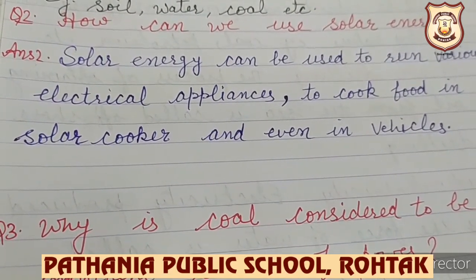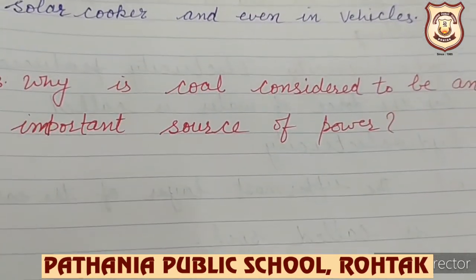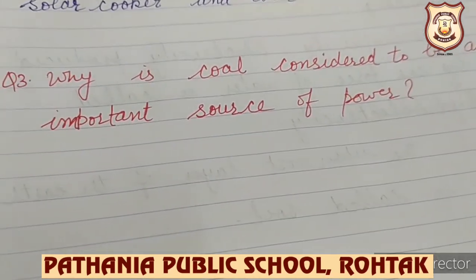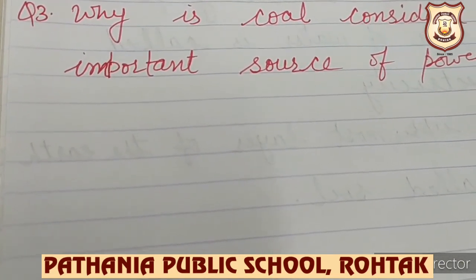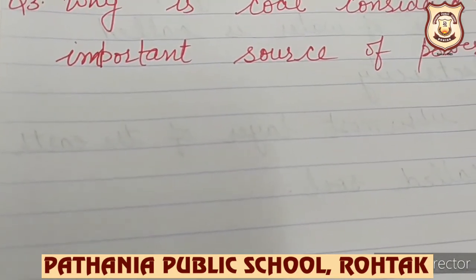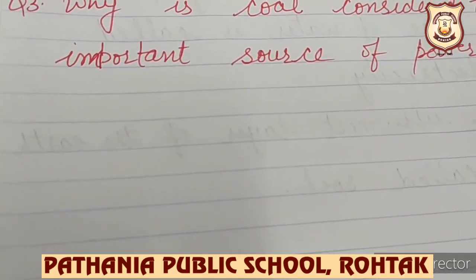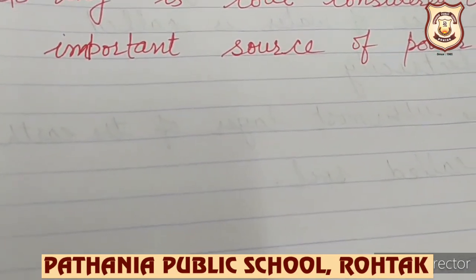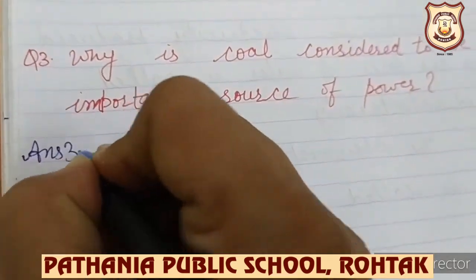So now next is, why is coal considered to be an important source of power? Coal is used as a fuel for cooking, and in industries also, in thermal power plants also, to generate electricity. That is why coal is considered an important source of power, we can say. Okay, so we have to write answer number 3.